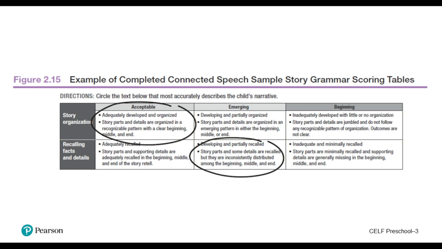So for story organization, for example, an acceptable rating would be if the story parts and details are organized with a clear beginning, middle, and end. Emerging would be if the story parts and details are partially organized with either beginning, middle, or end. And then a beginning rating would be if the story parts and details are jumbled and there's no recognizable organization or sequence of events.